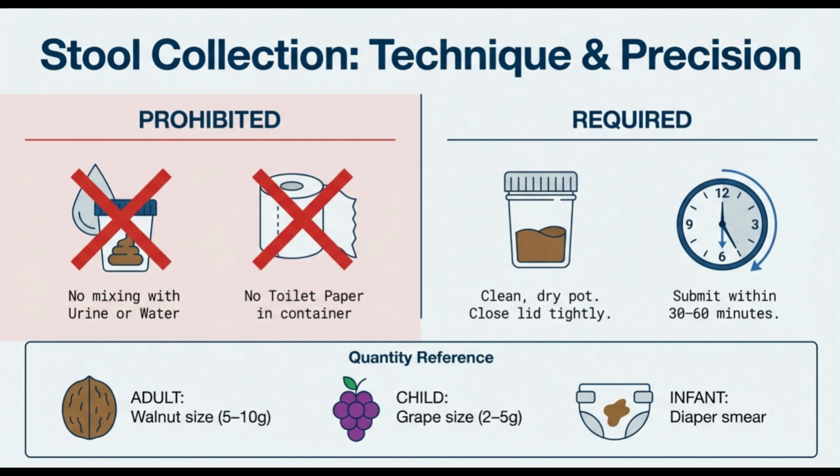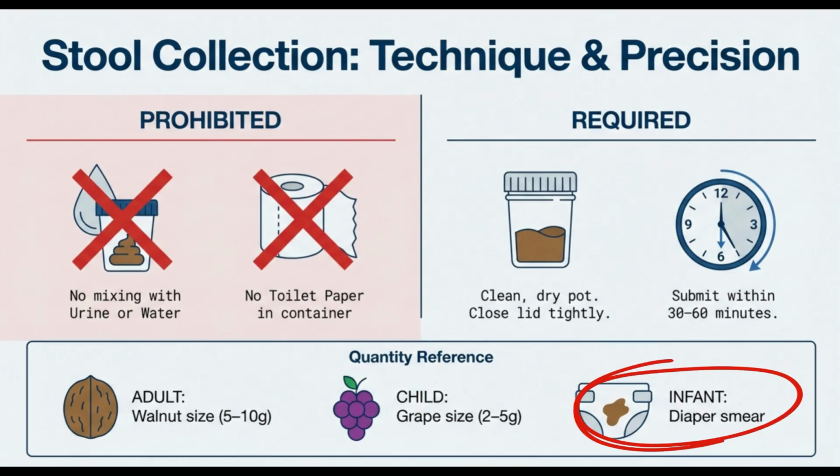And check out the timing. It has to get to the lab within 30 to 60 minutes if it's a fresh sample. Below that, we've got a really helpful quantity reference. For an adult, you need a walnut-sized amount. That's about 5 to 10 grams. For a child, a grape-sized amount, or 2 to 5 grams, is good. And for an infant, a simple diaper smear is all you need.